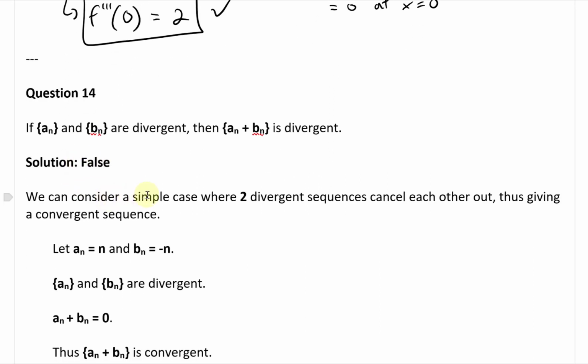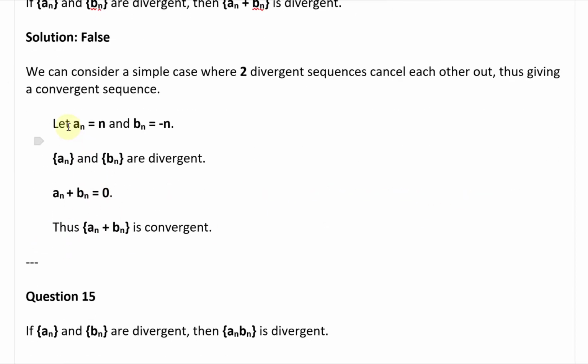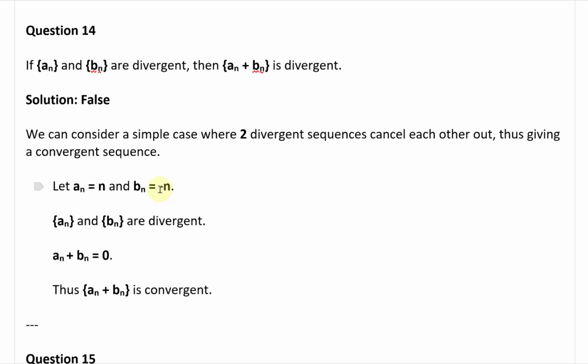So we can consider a simple case where two divergent sequences cancel each other out, thus giving a convergent sequence. Let a_n equal n, and b_n equal negative n. Both of these are divergent, so as n goes to infinity, this goes to positive infinity, this goes to negative infinity. But a_n plus b_n goes to 0. This just equals n minus n, which equals 0. So every single term is always going to be vanishing.